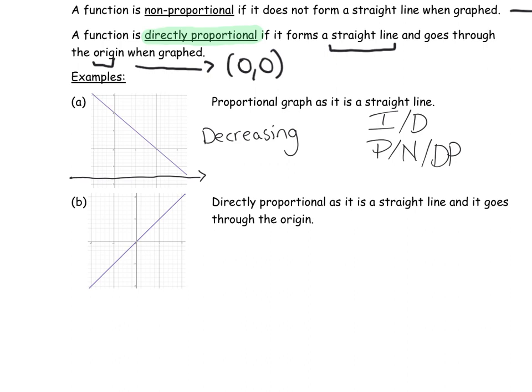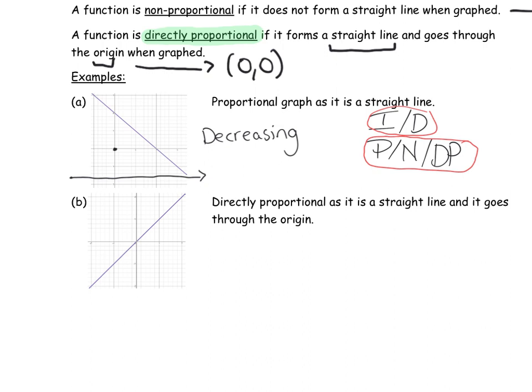However, is it directly proportional? So we look for the origin, and the origin is here. And you can see that the graph is not graphed straight to the origin, so it's not directly proportional. The second example then, we ask ourselves the same question. So is it increasing or decreasing? Is it proportional, not proportional, or is it directly proportional?